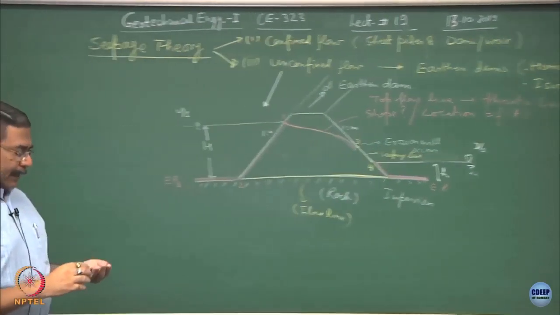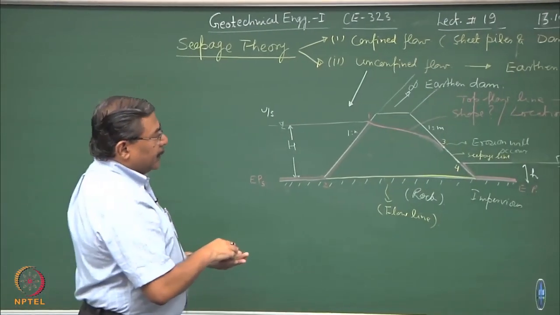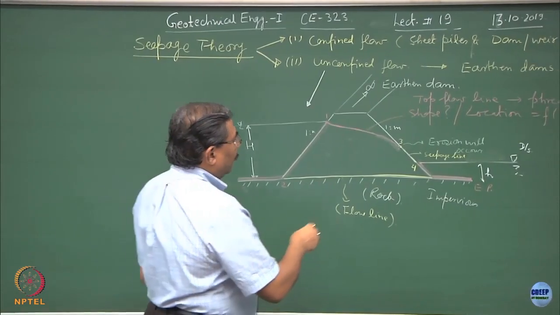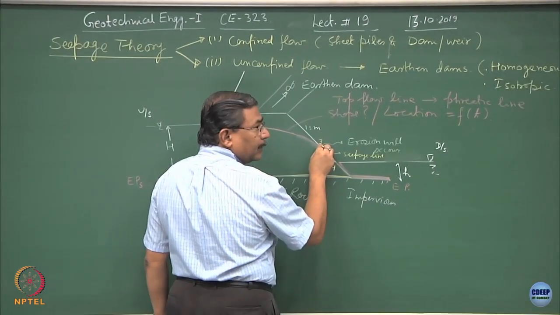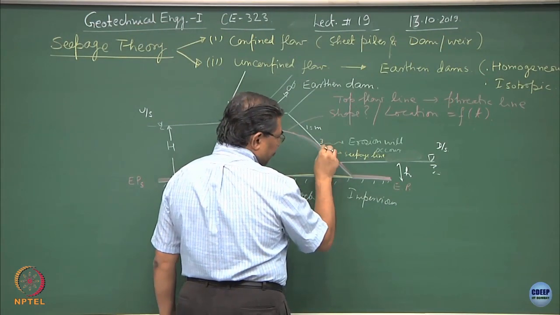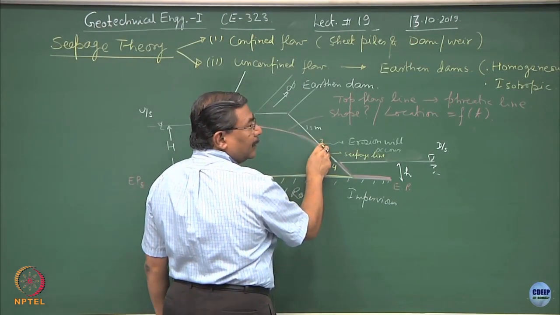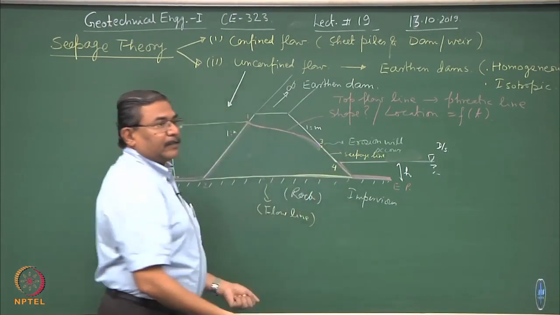Better let it be the seepage line, alright. Now, we are interested in finding out what is the location of point 3, number 1. What is the velocity of the seepage which is taking place at this? What is the shape of the top flow line? Alright, and what its location?